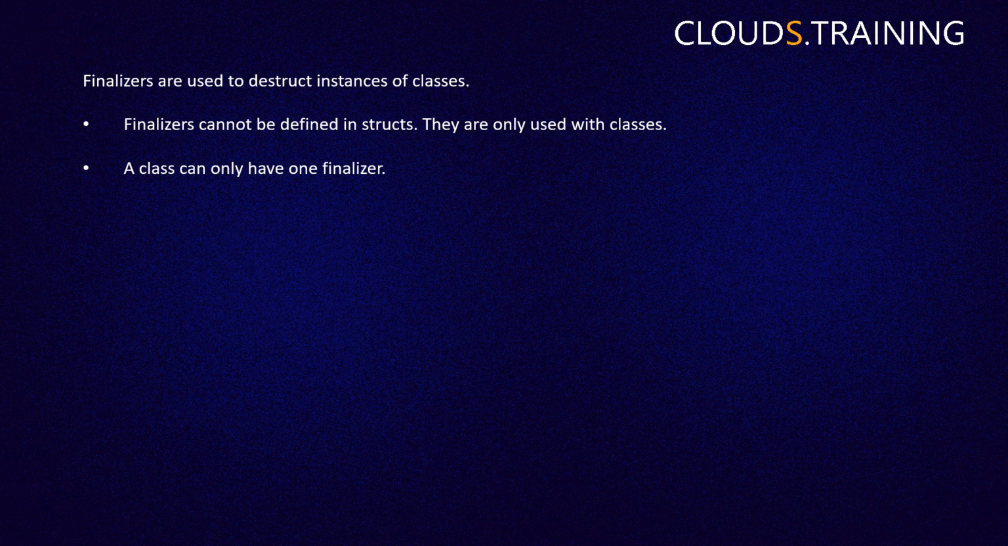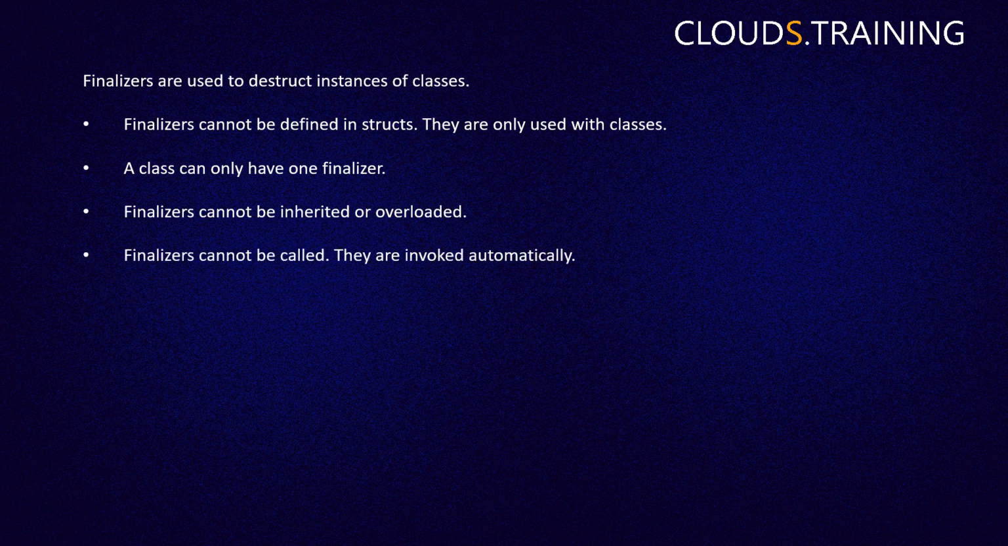A class can have only one finalizer. Finalizers cannot be inherited or overloaded. Finalizers cannot be called, they are invoked automatically. A finalizer does not take modifiers or have parameters. So these are the limitations when we are dealing with finalizers.